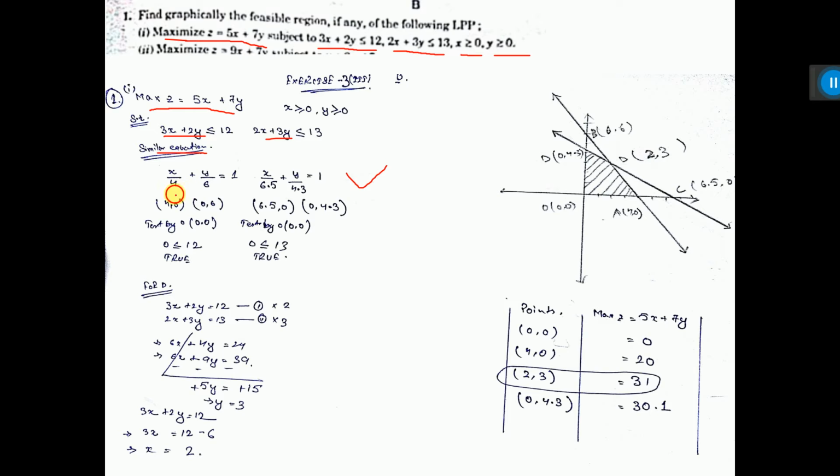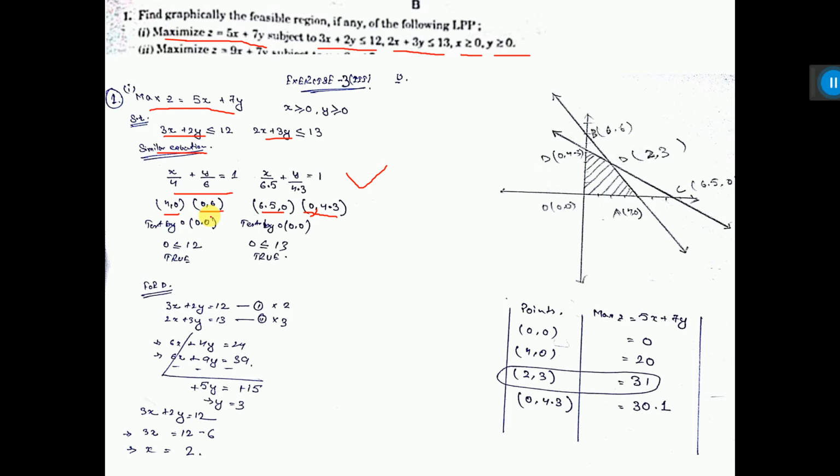Now x by a plus y by b is equal to 1. The points are (a, 0) and (0, b). Here also (a, 0) and (0, b). Then the next part, you have to test by (0, 0). I will tell the testing part later; first, after getting these points, do the graph.